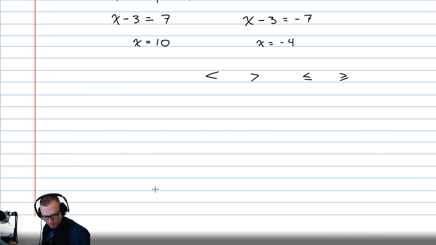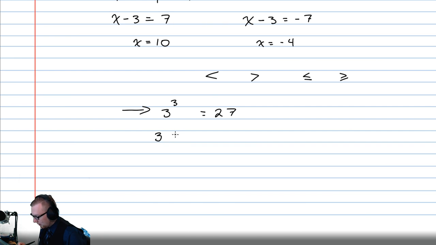Okay, good. You know absolute values. Okay. What is this referring to? 27. Okay, good. Can you write it in a different way? Is this equal to 3 squared times 3? Yes. Okay, good.